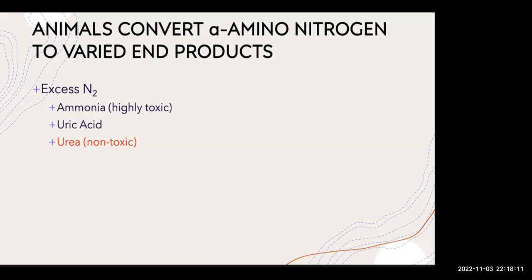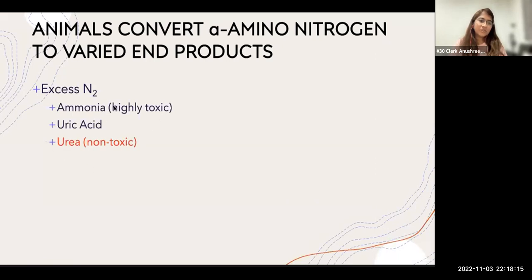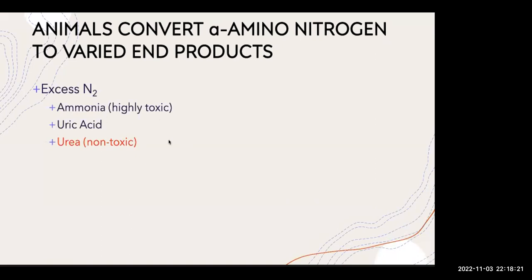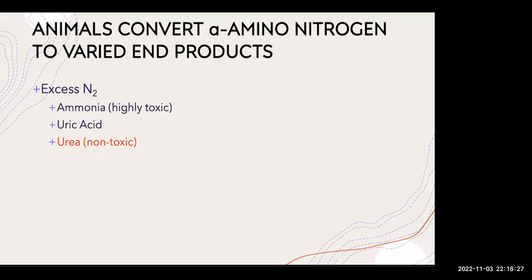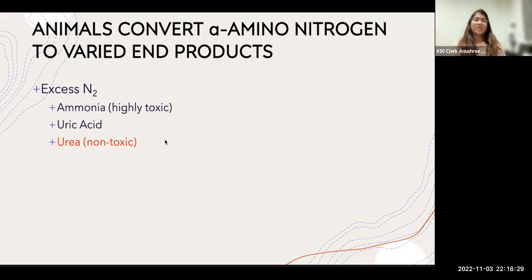Fishes. Exactly, fishes. So just remember the examples. We just want to focus on urea. How about uric acid? Birds. Exactly, birds. And urea, it's us mammals. Humans, exactly. So we have to take note that urea is a non-toxic form, whereas ammonia is a highly toxic form. Okay, we cannot find ammonia.